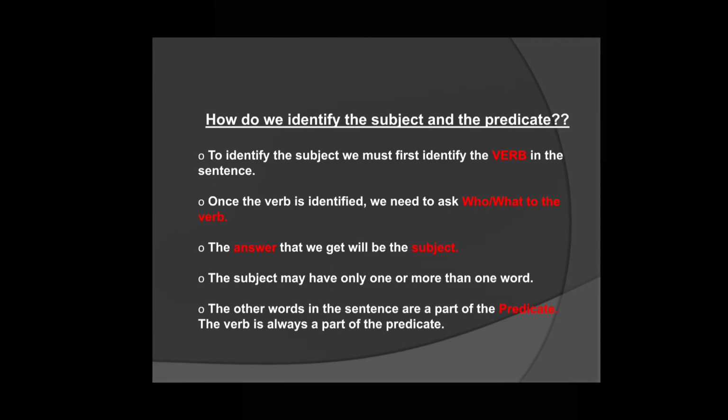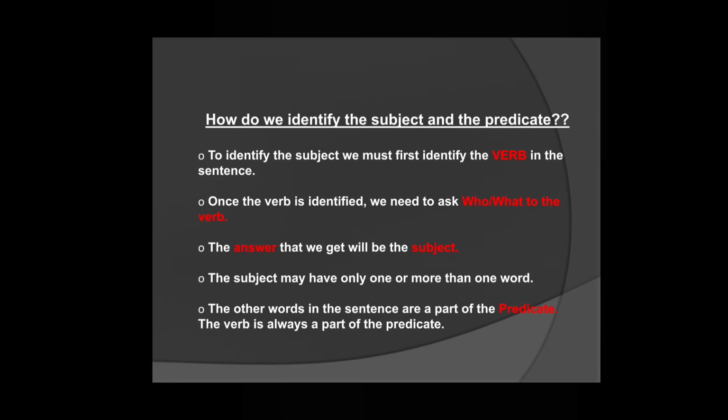Now, you need to be very, very clear with this once we move on with examples. You will be very clear with this concept once we do the examples. So, once you have asked who or what to the verb, as every question gives you an answer, so will this question give you an answer too. And the answer that you will get will give you the subject of that sentence, right?